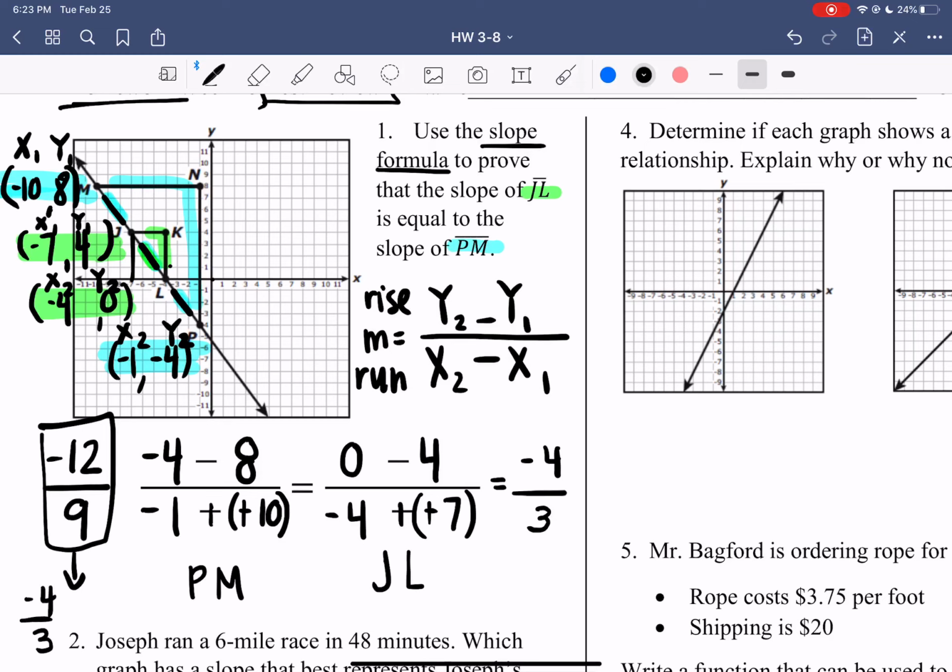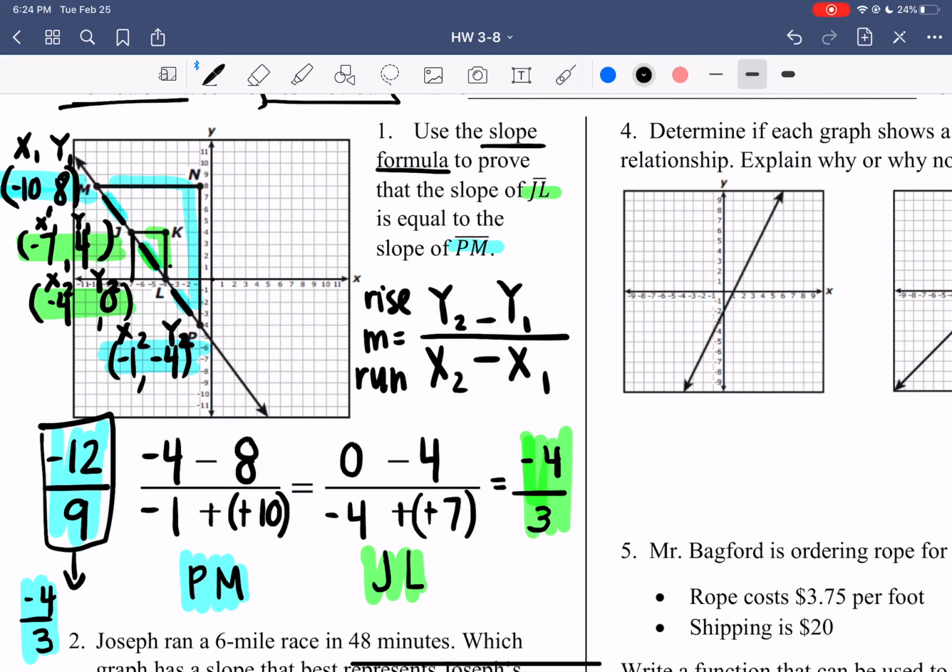And then we have the slope of JL right here, and the slope of PM here, both simplified to negative 4/3. So using our slope formula, we were able to see that both of these lines were equal.